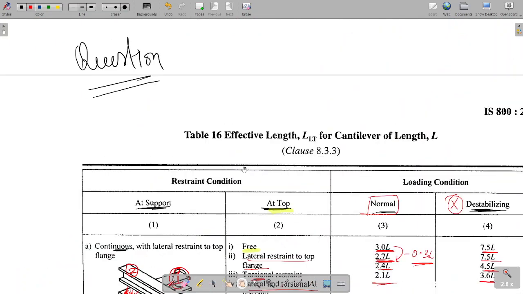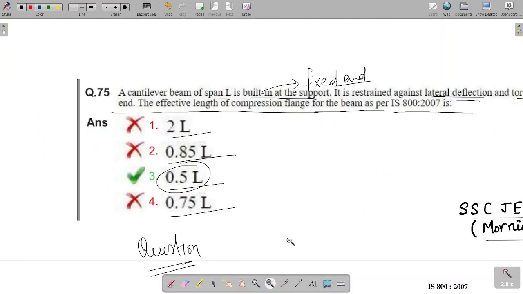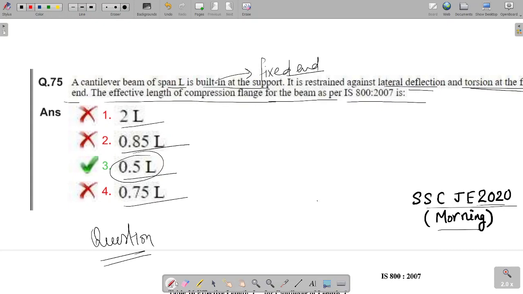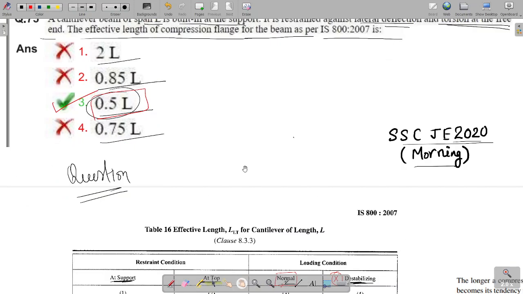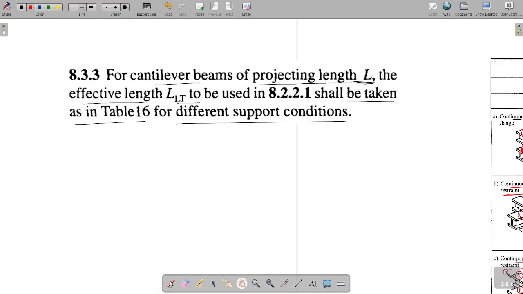Okay, so this is all about this question. So correct answer definitely will be, जो आंसर दिया था, that one is correct. It will be 0.5L. We have covered others also. So you can revise this one from Table 16 of IS 800 2007. The clause number is 8.3.3. Okay. So thanks all for watching this.